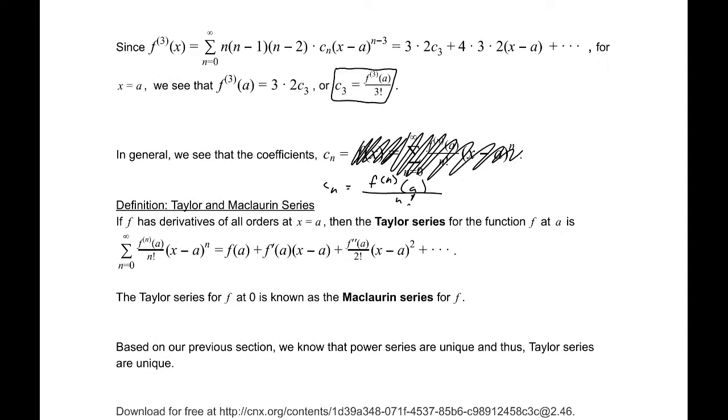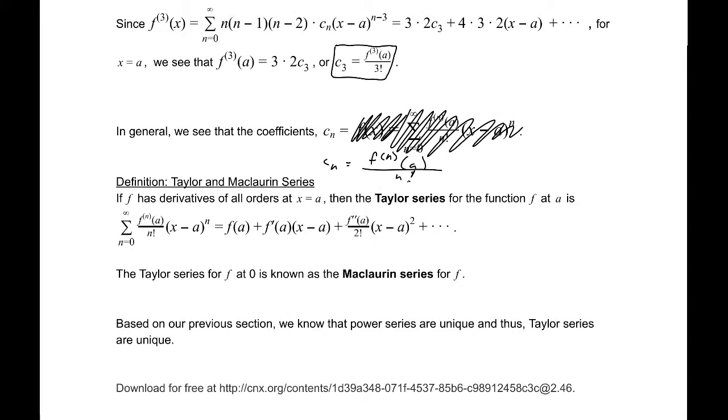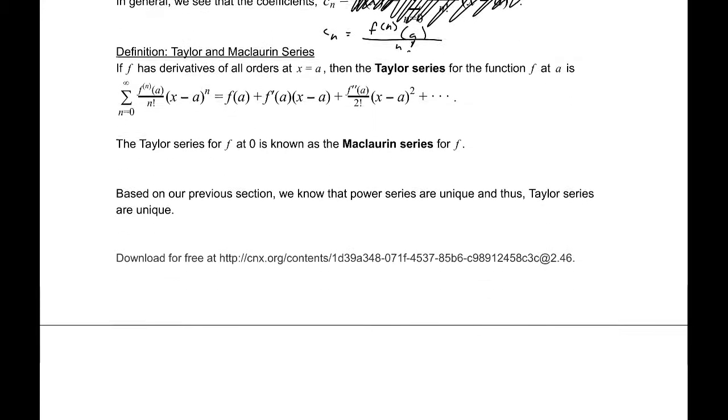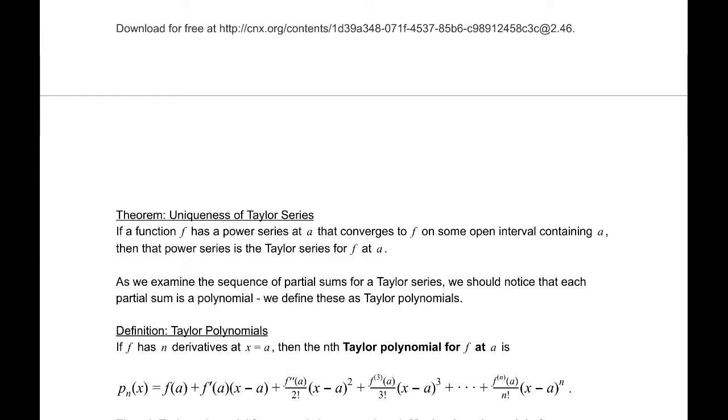Based on our previous sections, particularly the last one, we know that the power series for any function is going to be unique, and thus Taylor series are unique. So we have this in a theorem: if a function f has a power series at a that converges to f on some open interval containing a, then that power series is the Taylor series for f at a. Now, as we look at a Taylor series, but really any series, we look at the sequence of partial sums.